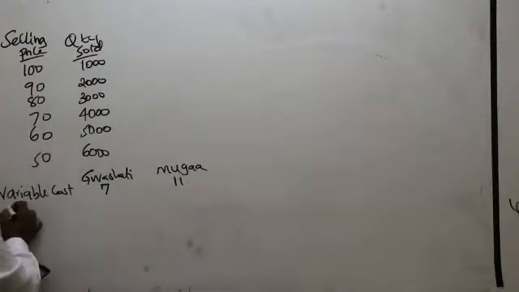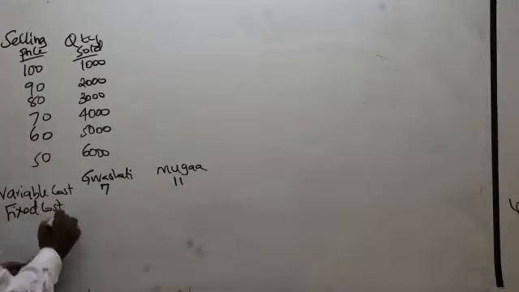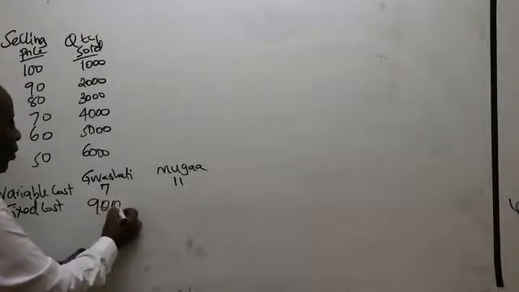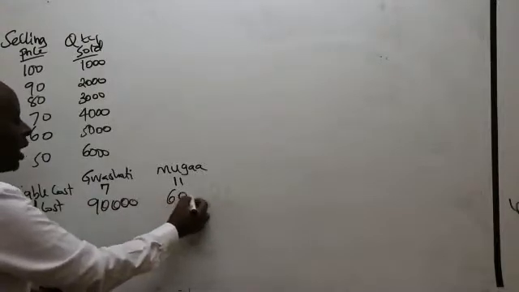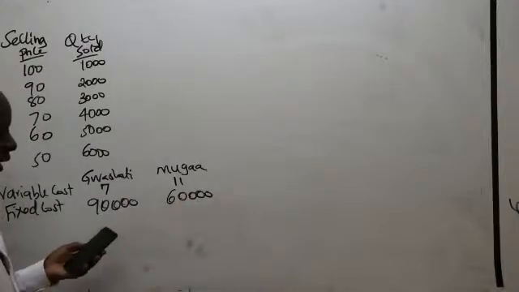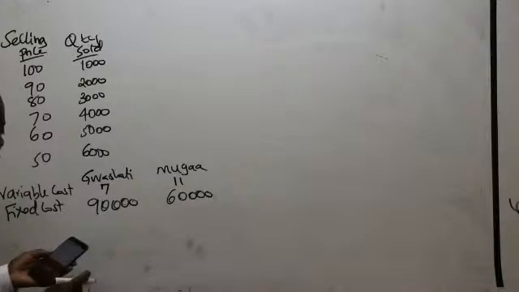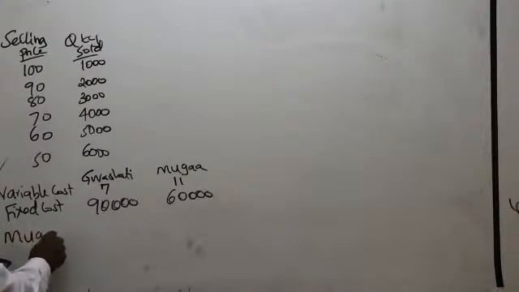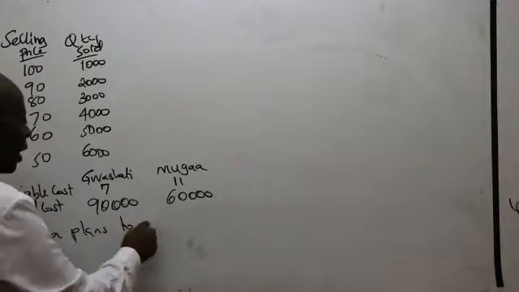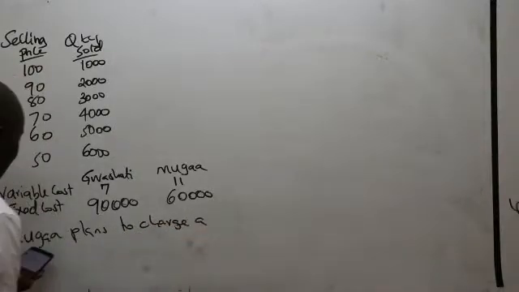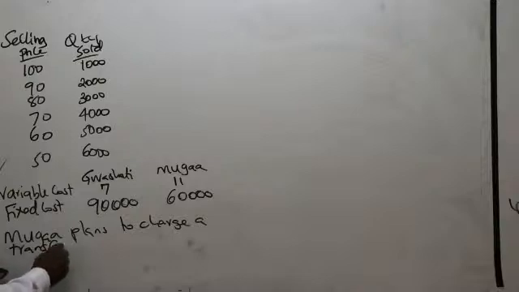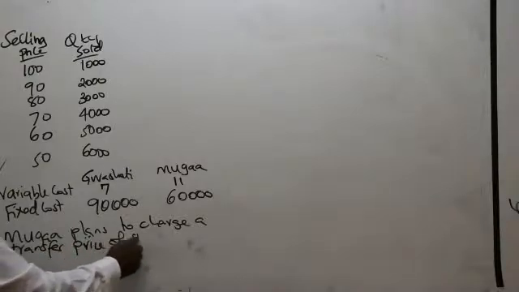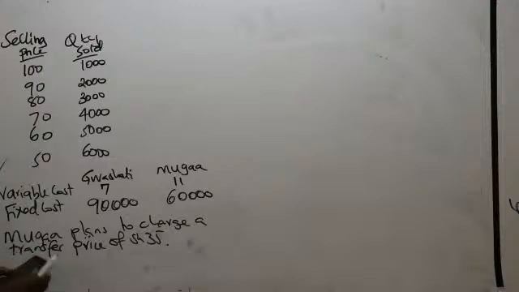And then we have fixed costs. For Guashati we have 90,000, and for Muga we have 60,000. And then we have a transfer price. This is a separate note. Muga plans to charge a transfer price of shillings 35.